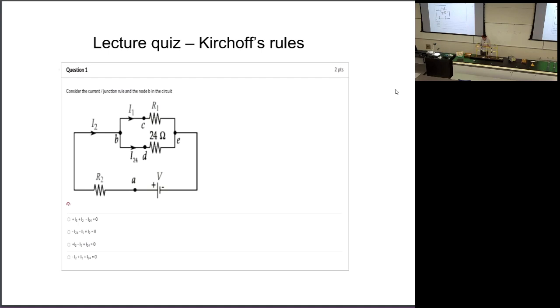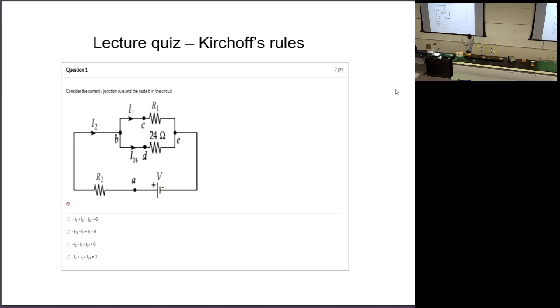Okay, maybe I'll answer this question. So this is a question about the current rule. The current rule basically says that whatever current flows in must be balanced by a corresponding current flowing out. And so we're going to look at these three currents, look at which ones are flowing in and which ones are flowing out, and we've got to make an equation that has the amount flowing in equal to the amount flowing out.